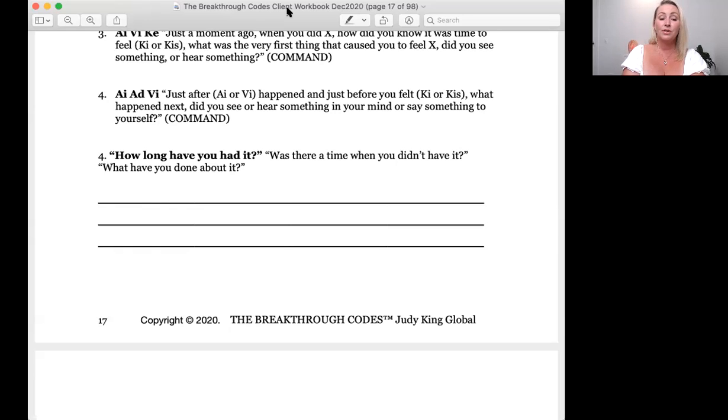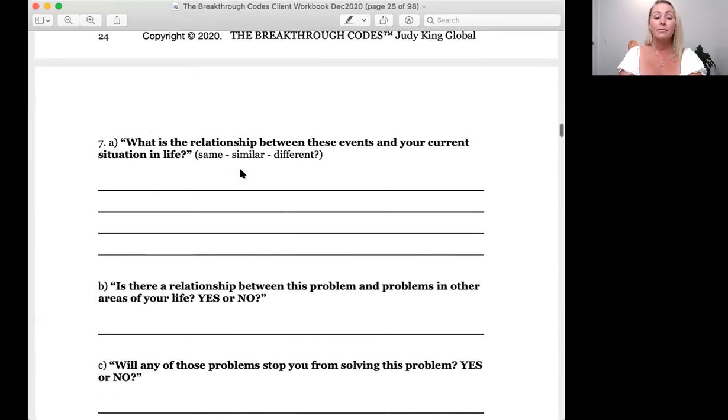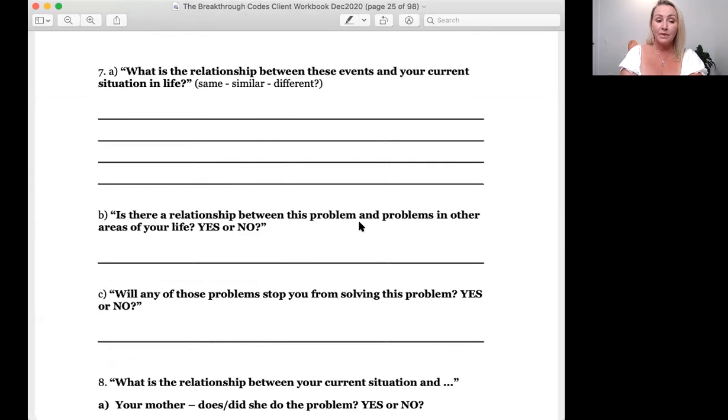So then we move on to B: is there a relationship between this problem and problems in other areas of your life? Yes or no? Notice the question there. It cuts the story and it gives them a double bind. They have to answer either yes or no. I think I'm not sharing my screen anymore. Sorry, guys. So here was 7 and here is 7B. So yeah, it's yes or no. It's a double bind. So they have to answer.